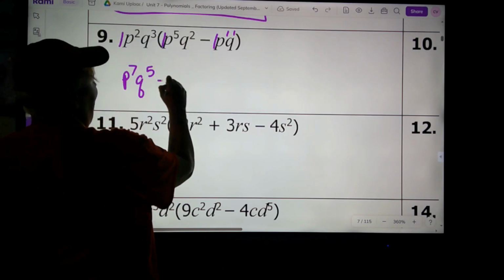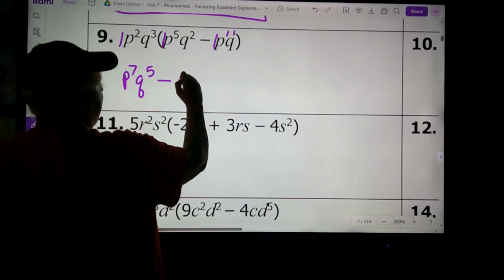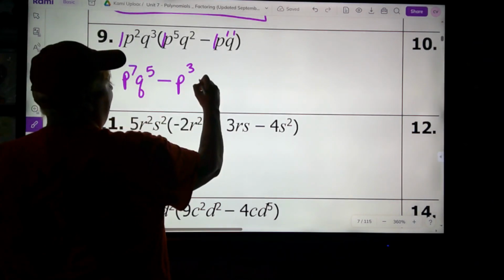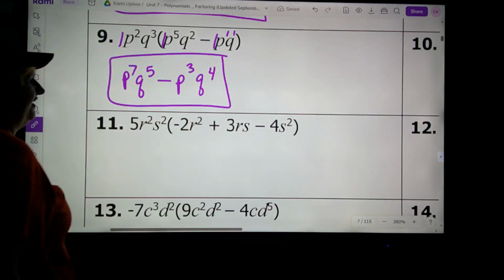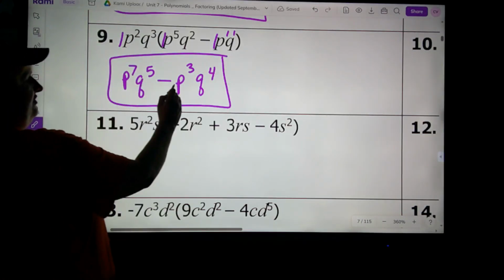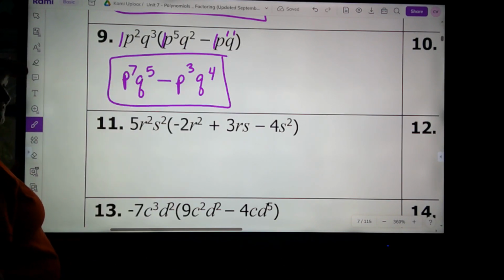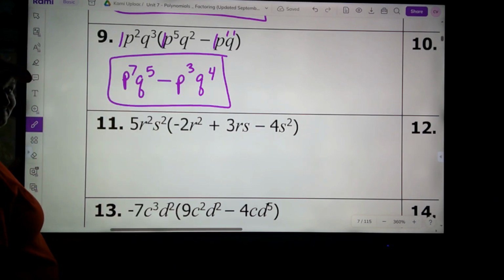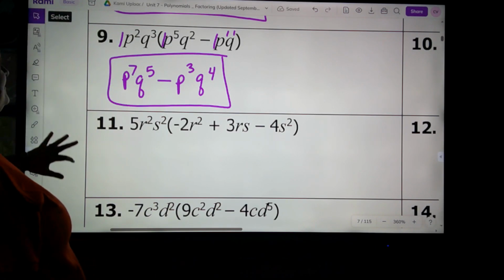So we're going to have negative P squared times P to the first is P to the third. Q3 to Q1 is Q4. And they're still in order because it's PQ, highest to lowest. Right? 7's your highest, 3 is your lower. It looks insane, but it works.